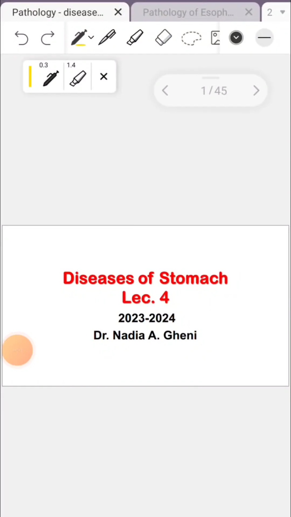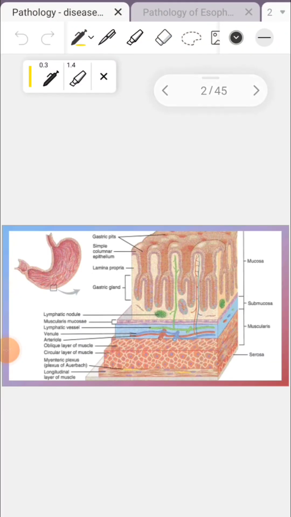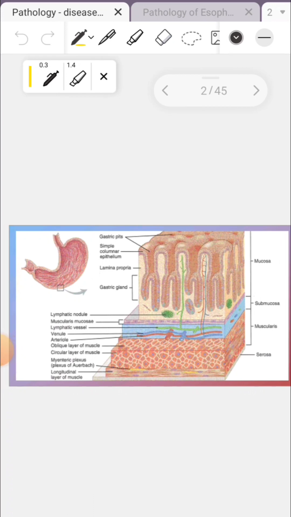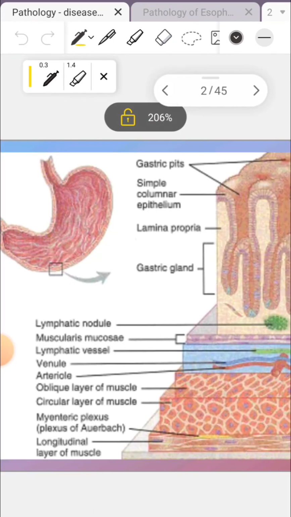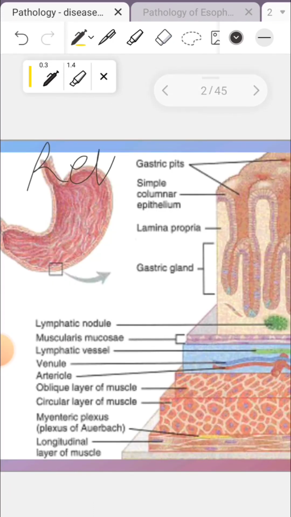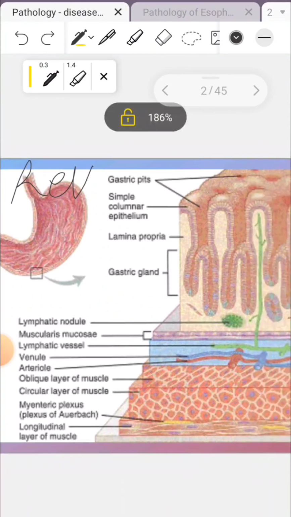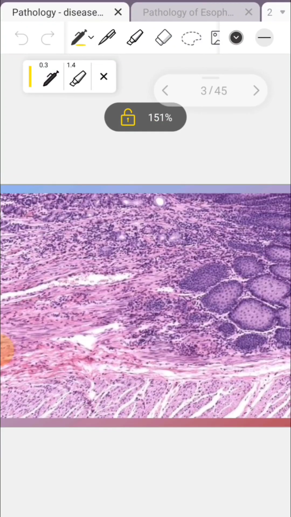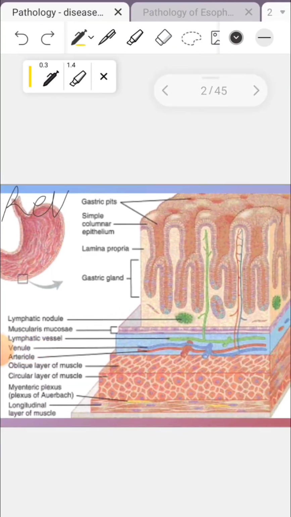Shape cross, this anatomy and histology you need to review. Anatomically, the stomach is made up of 4 parts: the cardia, this is the cardia, and this is the fundus, this is the body, and this is the antrum and pylorus.